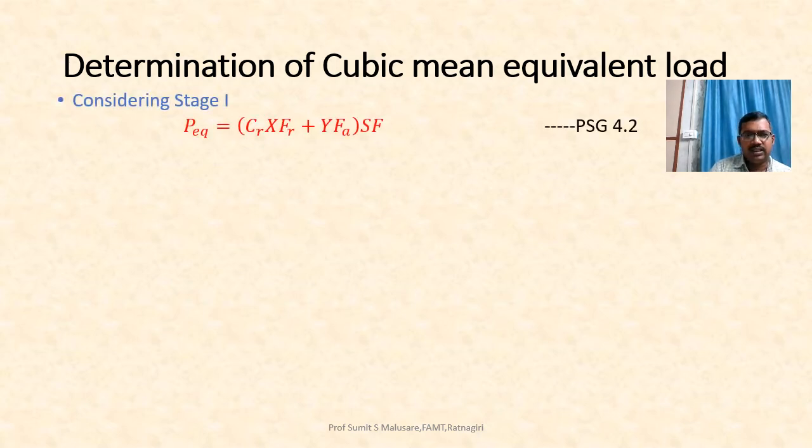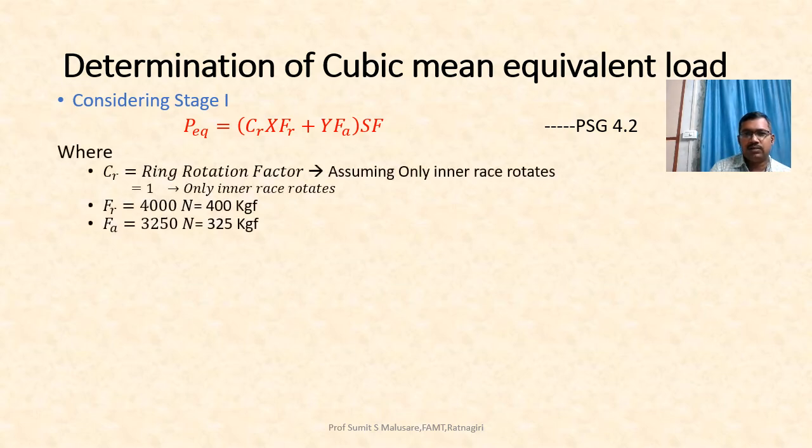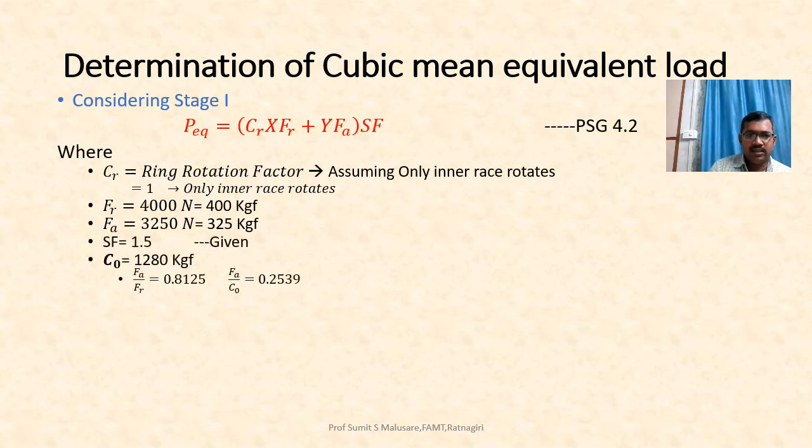So we consider stage 1, again the standard same formula: P equivalent is equal to CR into (X into FR plus Y into FA) into service factor. Then CR is the ring rotation factor, CR is equal to 1. Okay, FR 4000, FA 3250, convert in units of kgf. Then C0 is equal to 1280 kgf. So FA by FR comes out to be 0.8125 and FA by C0 comes out to be 0.2539.